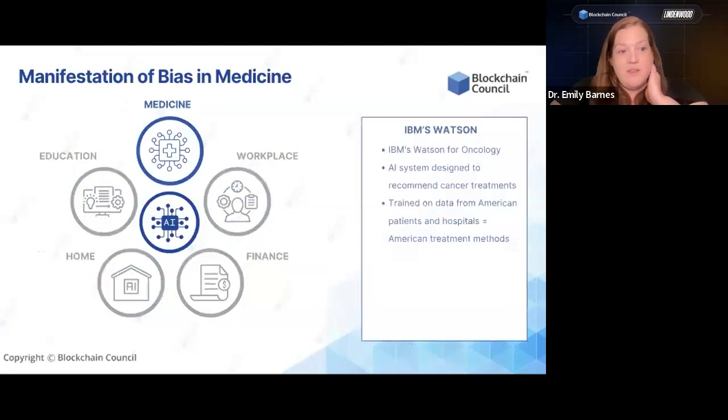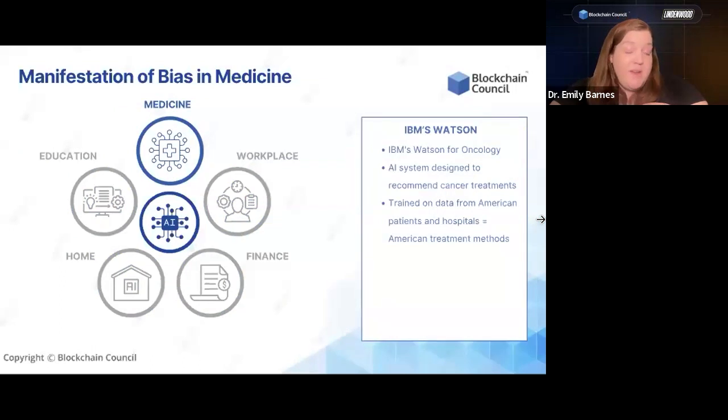We'll start with the manifestation of AI bias in medicine. Excuse me, tongue twister. In 2007, IBM created Watson for Oncology. Watson was an AI system designed to help healthcare workers recommend cancer treatments, and it was trained on data from American patients and hospitals. So logically, it's producing medical recommendations that dismiss alternative forms of medicine and recommend American treatments.